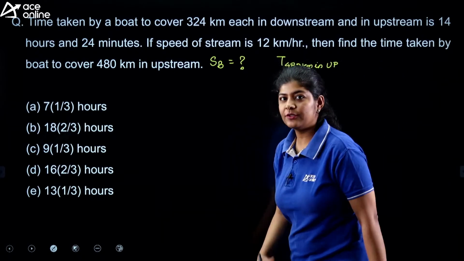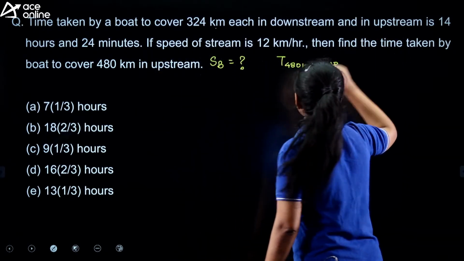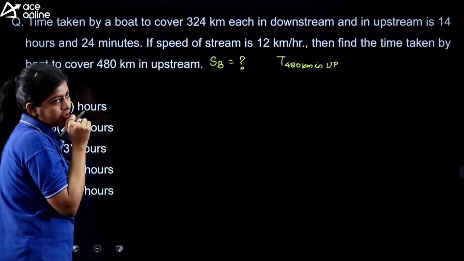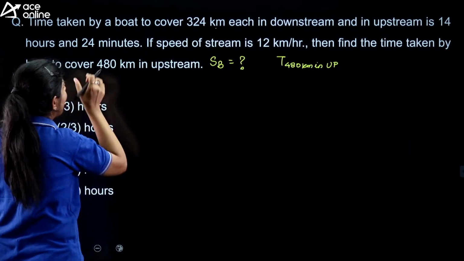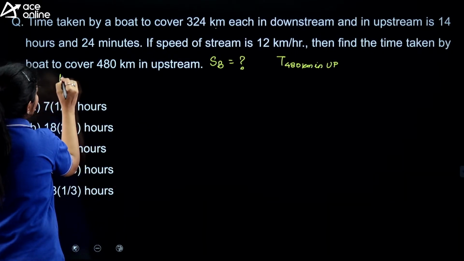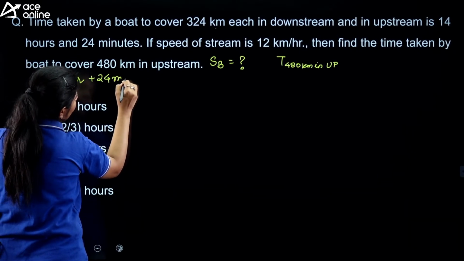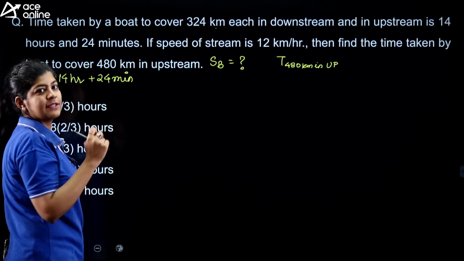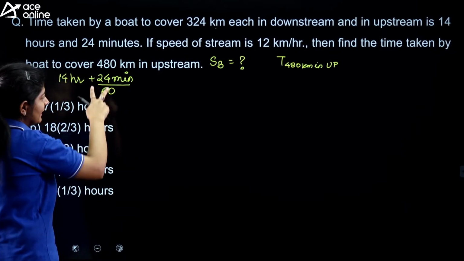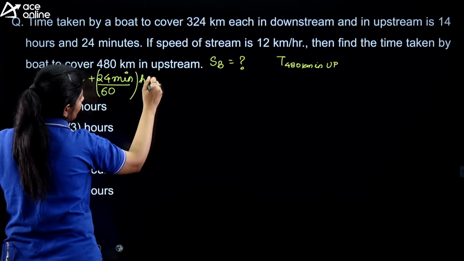We know that the unit we are going to use is kilometers per hour, but the total time period given in the question is in hours and minutes. So first, we convert these 24 minutes into hours. We have a total time period of 14 hours plus 24 minutes. To convert minutes into hours, I have to divide by 60, so that these minutes are converted into hours.